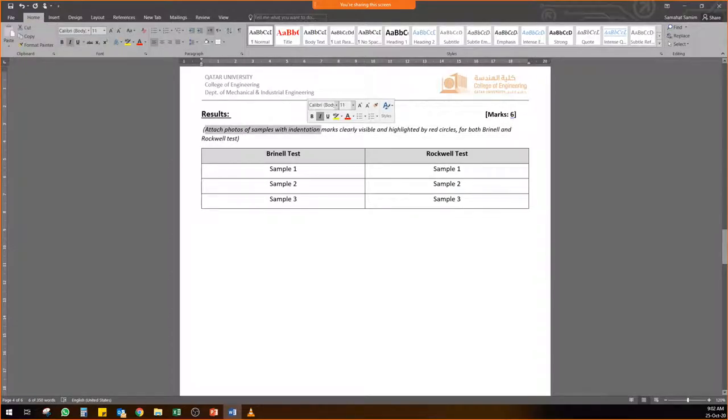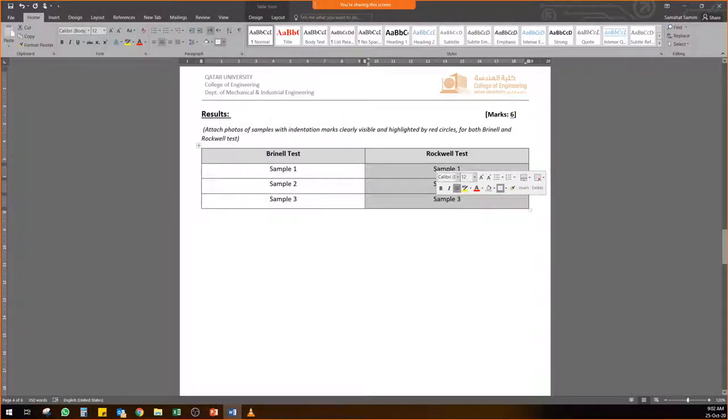So when you make the localized plastic deformation on the sample, I mean when you make a spot on your sample, I want you to take a screenshot of that, clearly visible with a red circle. So when you put the sample picture here, make sure you make a circle on the spot where the plastic deformation is created, for both Brinell and Rockwell tests. So you will have 3 pictures here and 3 pictures here, but with the circles, very important.